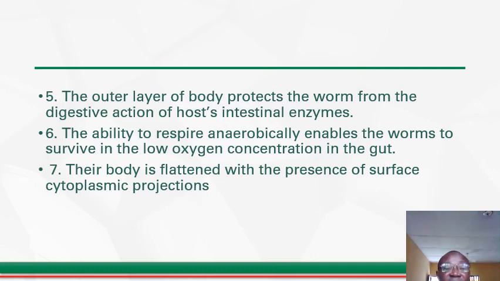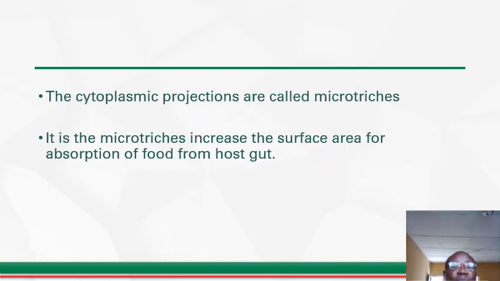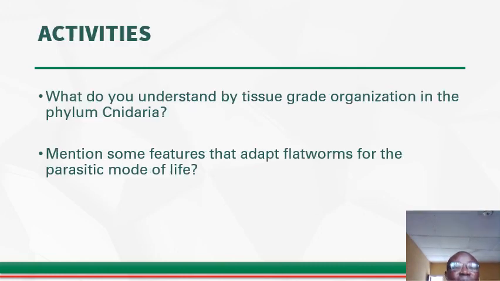Number 7, their body is flattened with the presence of surface cytoplasmic projections. This is one of the features that adapt them to the environment where they live. The cytoplasmic projections found in the tapeworm are called microtrichs, and it is these microtrichs that increase the surface area for absorption of food from the host. So these are the structures that enable the tapeworm to live successfully in their host.